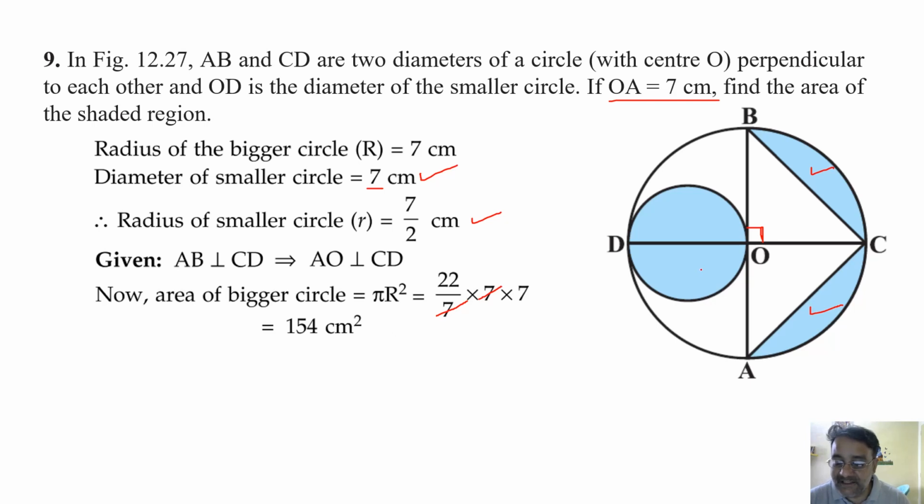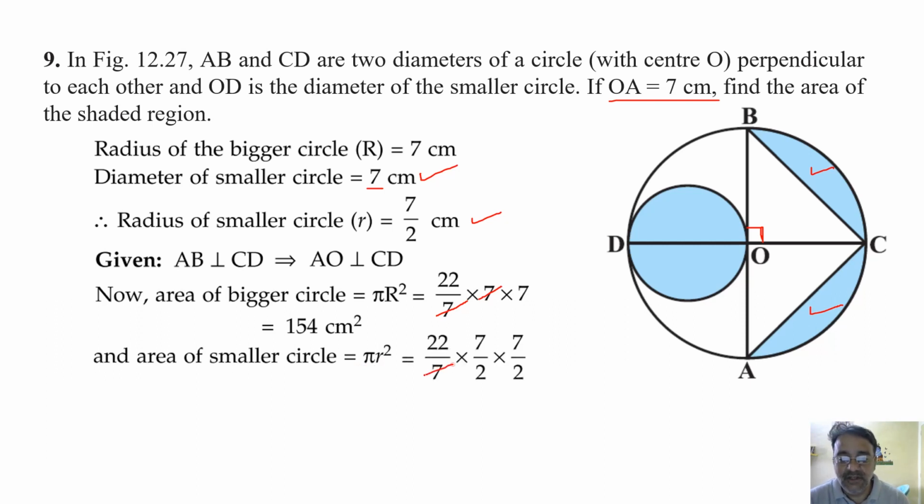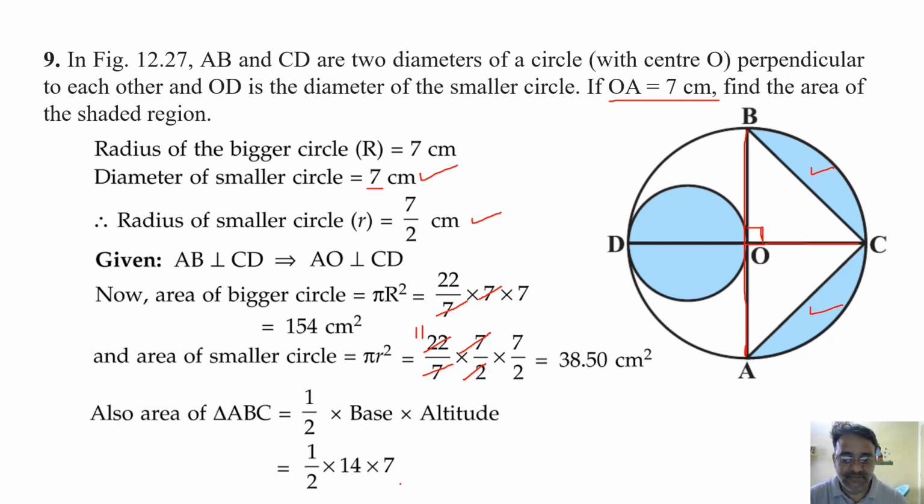नाउ एरिया ऑफ स्मॉलर सर्कल विल बी इक्वल्स टू पाई r small r square. So 22/7 into 7/2 into 7/2, 1 7 will be cancel and एक 22 को 2 से cancel कर लेंगे, 77/2, that is equals to 38.5 centimeter square. Now what is the area of triangle ABC? Half into base into height. So ये base हो जाएगा और ये height हो जाएगा, okay? So half into 14 into 7. सो एक 14 इस एक 2 से कैंसिल कर देंगे तो 49 सेंटीमीटर स्क्वायर आ जाएगा.